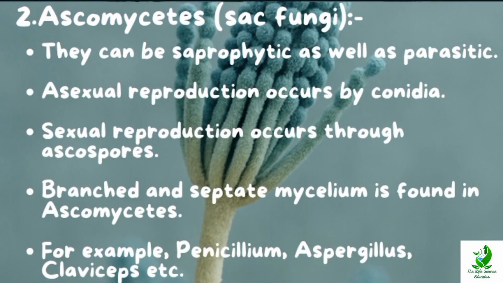The next one is ascomycetes, which is also known as sac fungi. They can be saprophytic as well as parasitic, meaning they can feed on dead and decaying organisms as well as on living organisms. Asexual reproduction in ascomycetes occurs by conidia, and sexual reproduction occurs through ascospores. Branched and septate mycelium is found in ascomycetes. For example, Penicillium, Aspergillus, Claviceps, etc. So these are the examples of ascomycetes members.